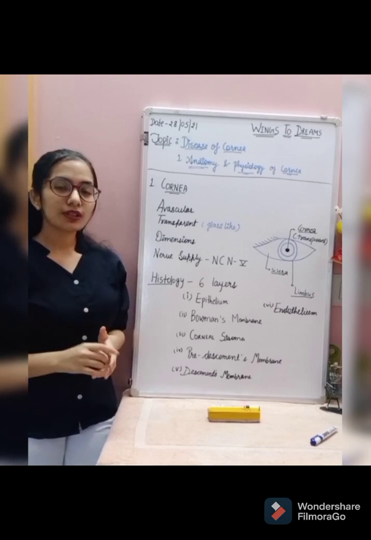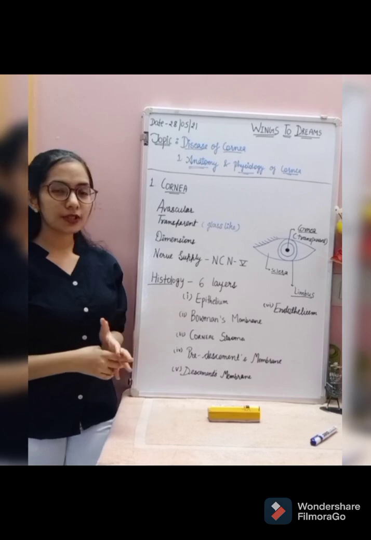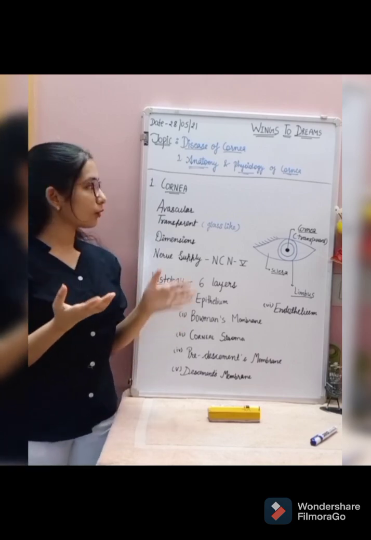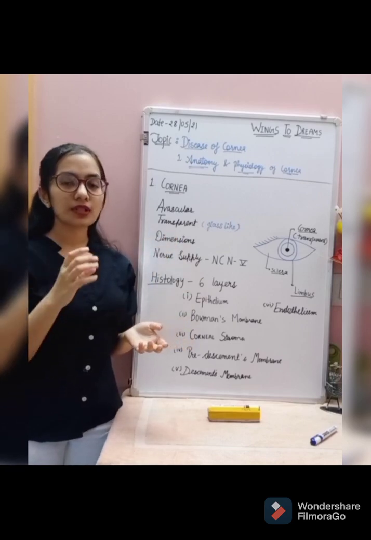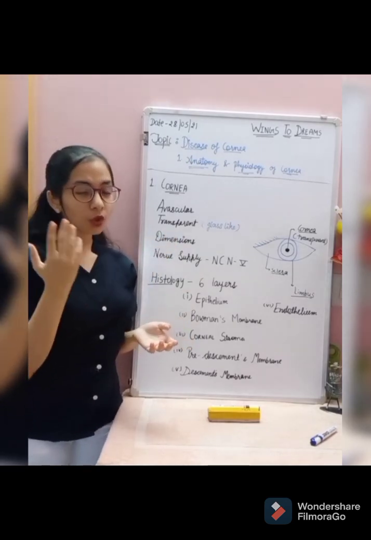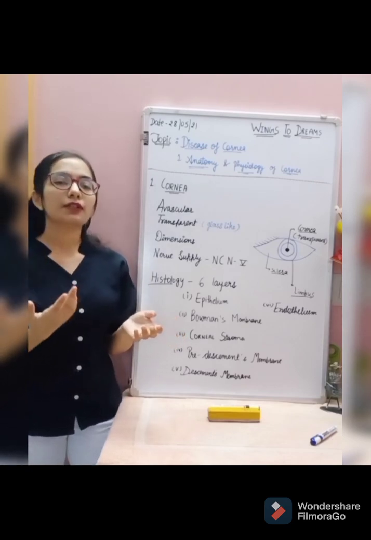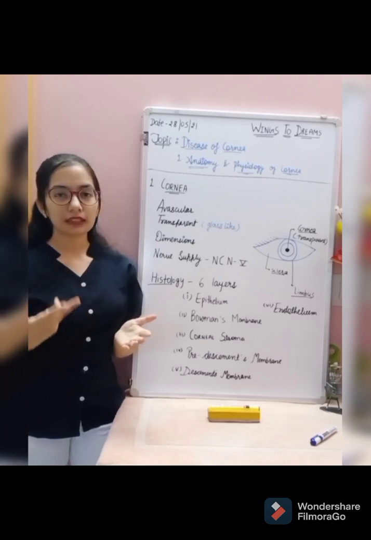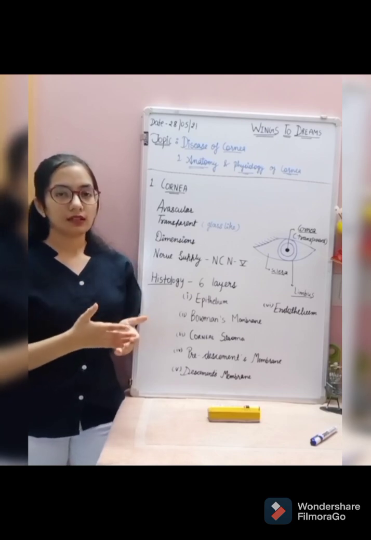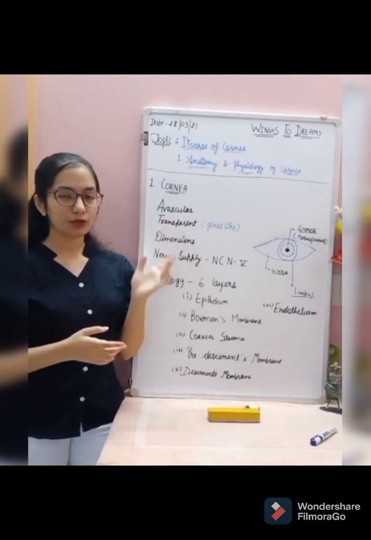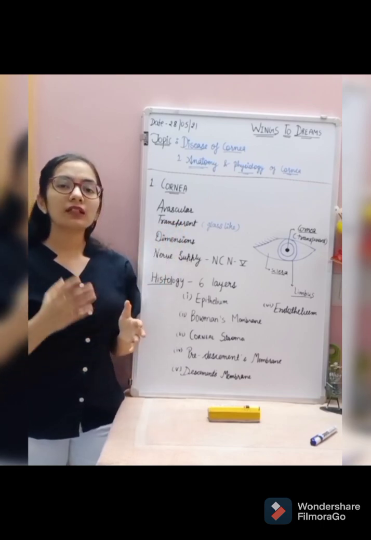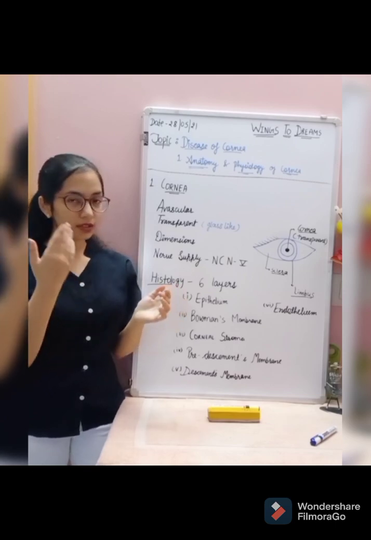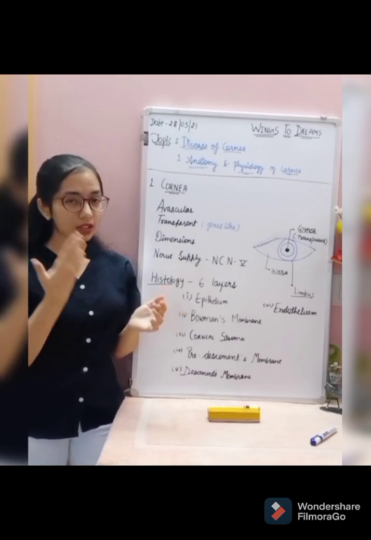So let's start with today's topic, that is cornea. First of all, what is the eyeball actually? Our eyeball consists of three layers: outer, middle and inner layer. The outermost layer has a first part known as cornea. Cornea is basically an avascular part. It's an avascular thickening which is also transparent, which we can't see.